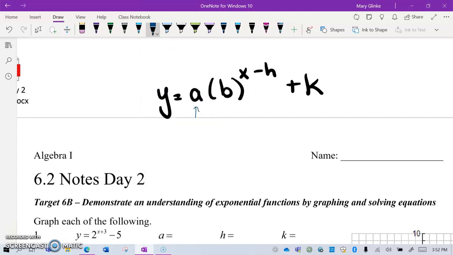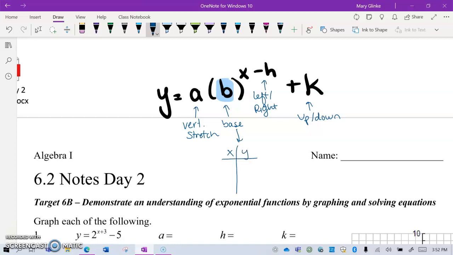Your A is going to be your vertical stretch. Your H is your left and your right shift. And your K is your up and your down shift. And then your base here is really important. It's your B value. That's going to be what determines your table.